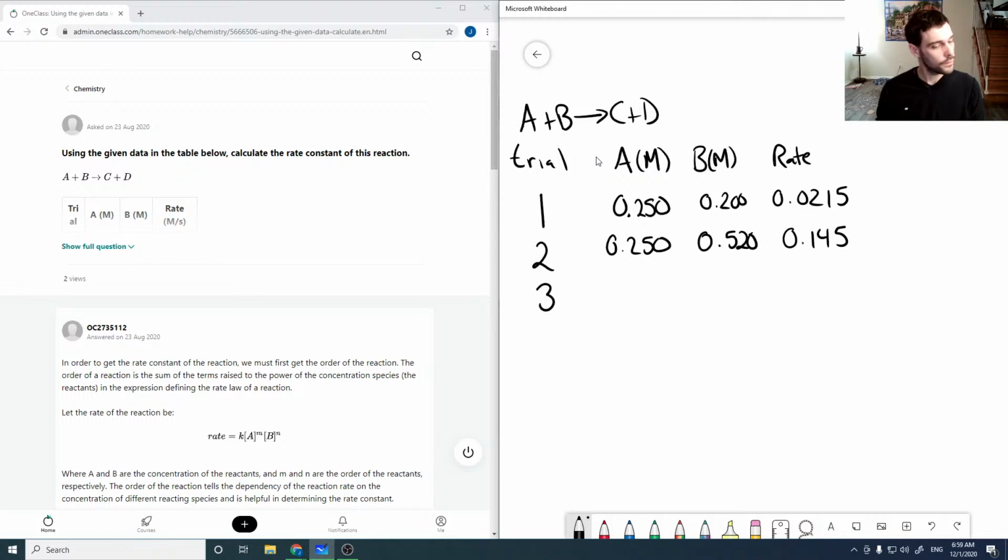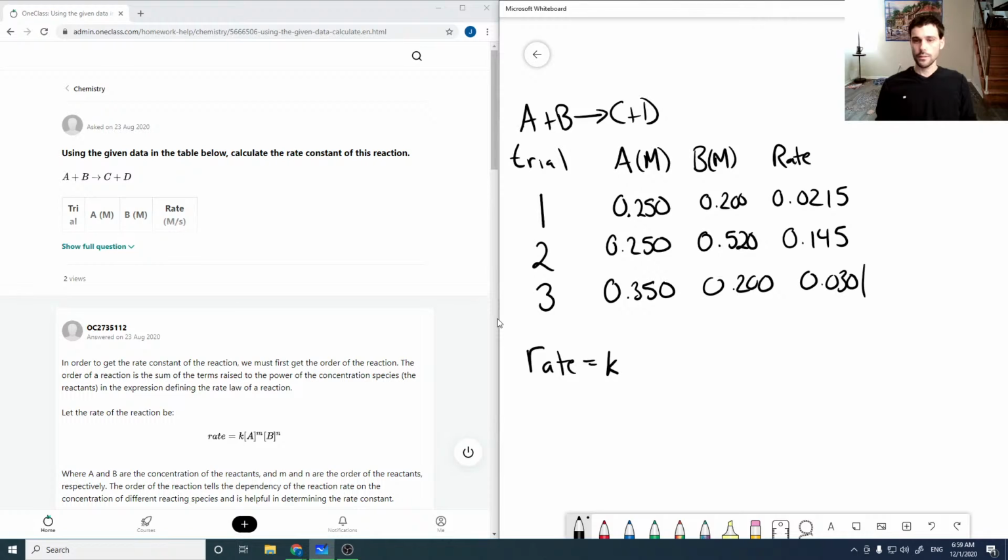Okay, and so now we have 3 trials with 3 different sets of conditions and 3 rates. Our general rate law is going to be our rate constant times our concentration of A to some factor, which is the order in A, and our concentration of B to some factor, which is the order in B. And the question wants us to solve for n, m, and k.